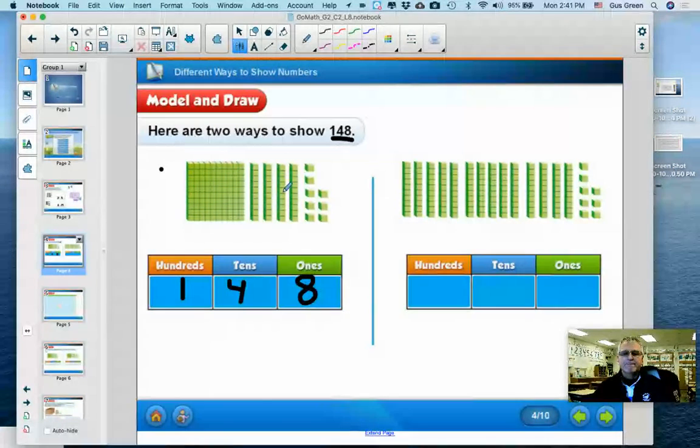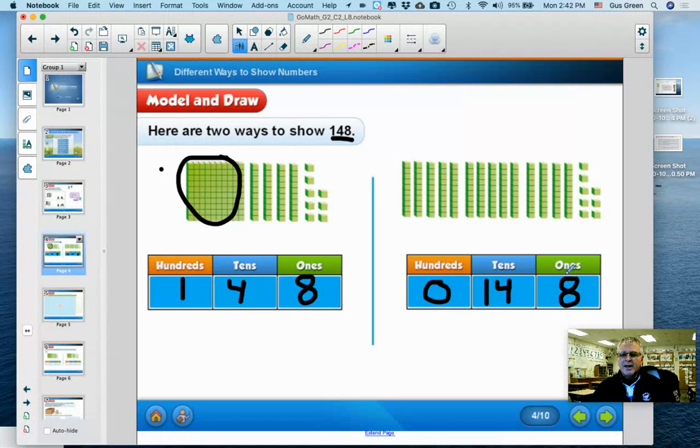Now this one's different. What they did was they took this 100 and broke it into 10 10s. So how many hundreds in this picture? 0. How many tens? Well, let's count them. 1, 2, 3, 4, 5, 6, 7, 8, 9, 10, 11, 12, 13, 14 tens. And because their ones are so organized, it's easy to see there's 5 here, 6, 7, 8.